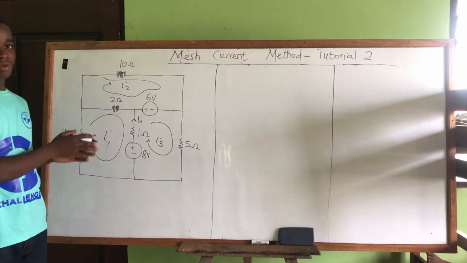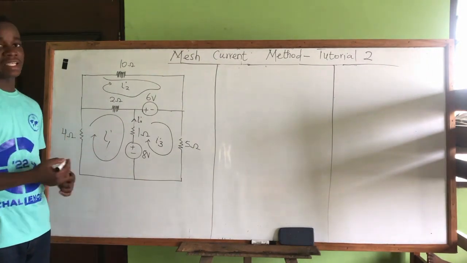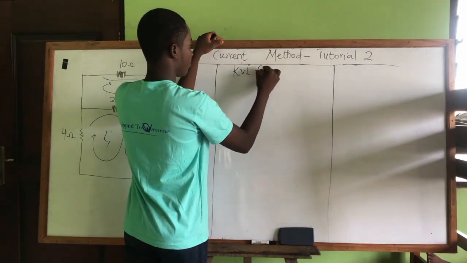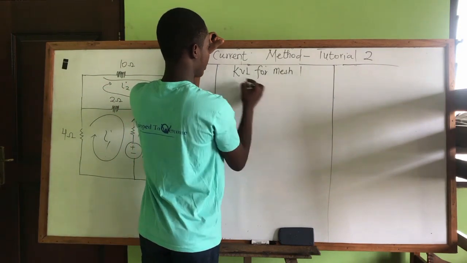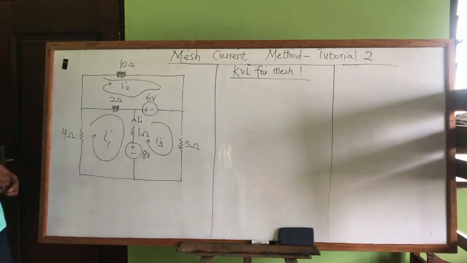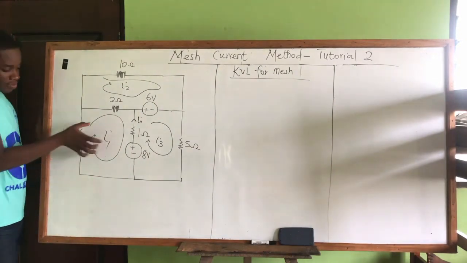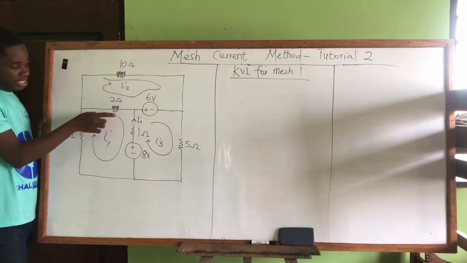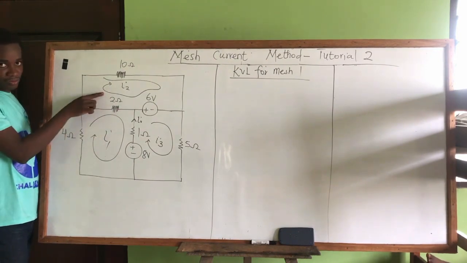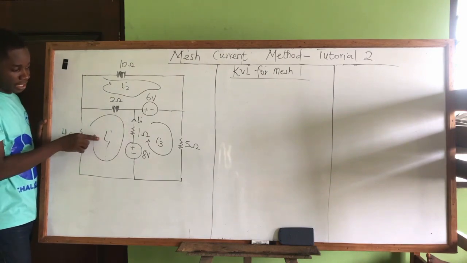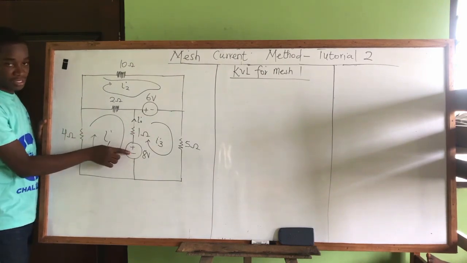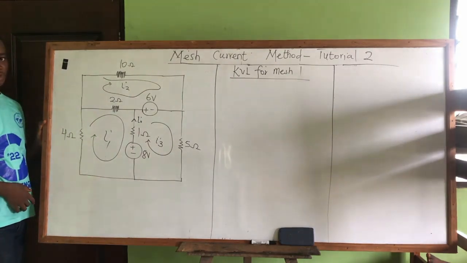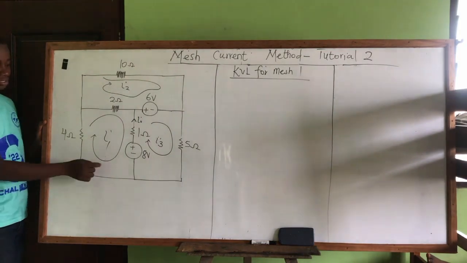After assigning the currents, we write Kirchhoff's voltage law for each of the meshes. We take one mesh, we write the KVL equation, and we move to the next one. So let's start with mesh 1. In this mesh, how many elements are we going to consider? We have 4. The 2 ohms here is between mesh 1 and mesh 2. There is a 1 ohm here between mesh 1 and mesh 3, and there is 8 volts here. The 8 volts is part of mesh 1 and also part of mesh 3.